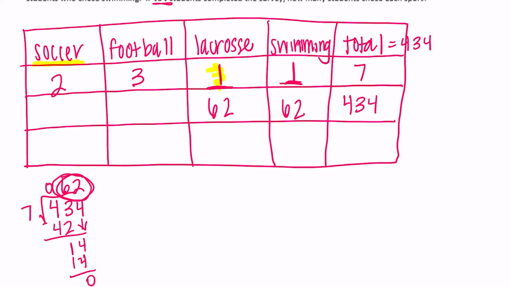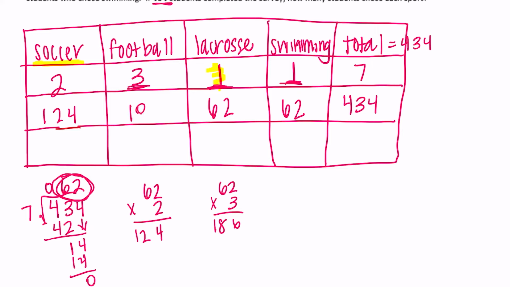Now we know that soccer is double swimming or lacrosse. It doesn't matter. So let's find what double that would be: 124. So 124 students chose soccer, and then three times as many as lacrosse chose football. So 62 times 3 would be 186 students chose football.